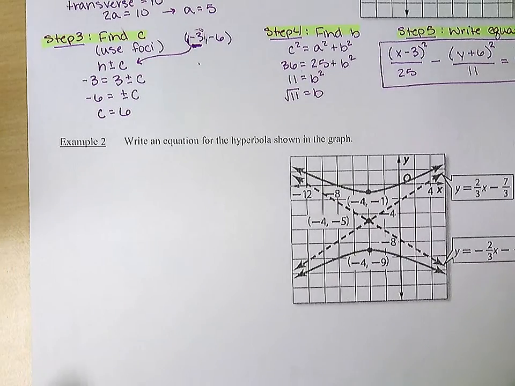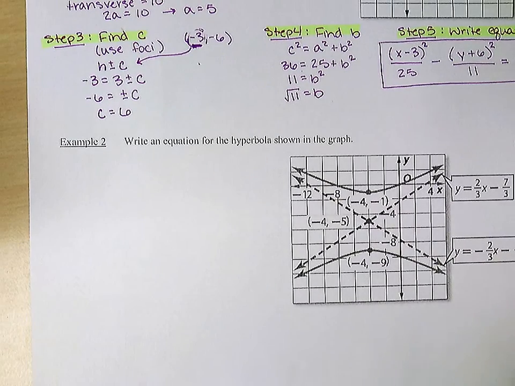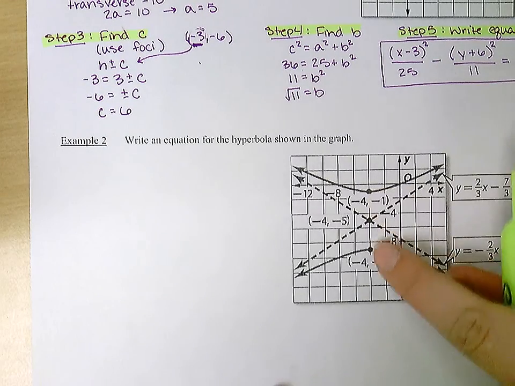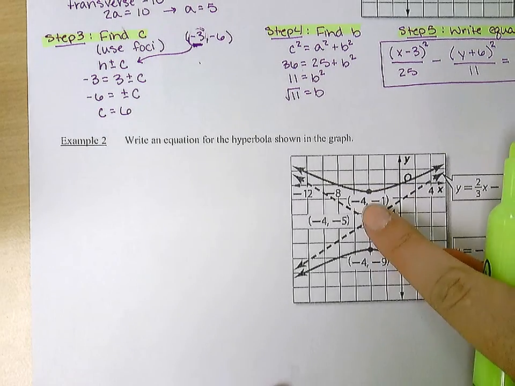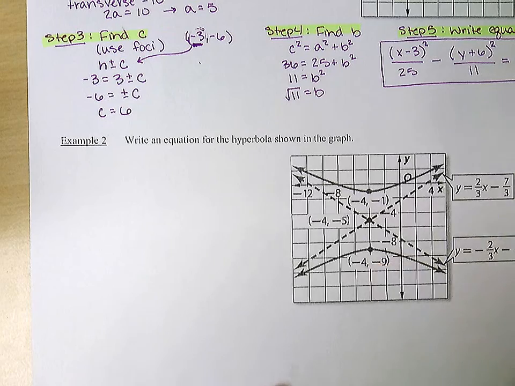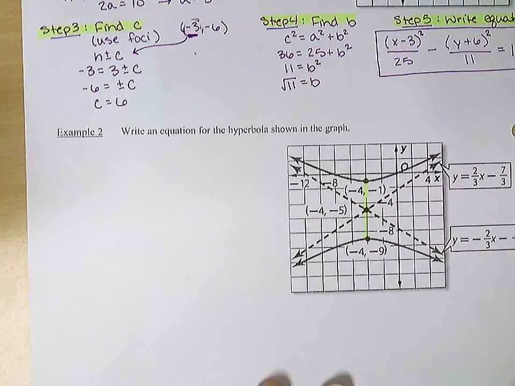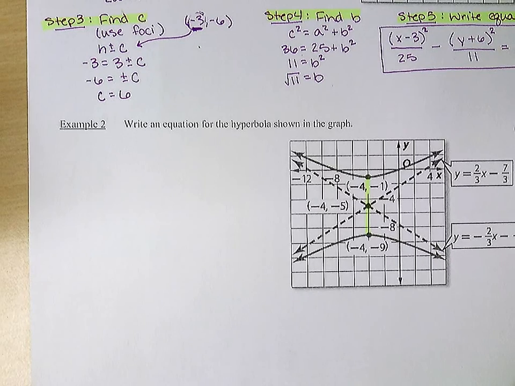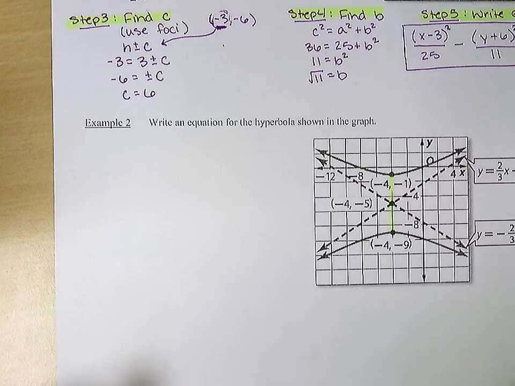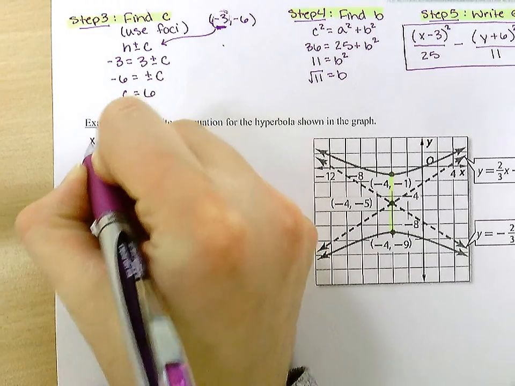So first thing I want to do is locate my transverse axis to see if this is a vertical or horizontal hyperbola. Okay, so my vertices are these points right here. I have (-4, -1) and (-4, -9). So between those 2 points is your transverse axis. Since that transverse axis is vertical, that means this is a vertical hyperbola.